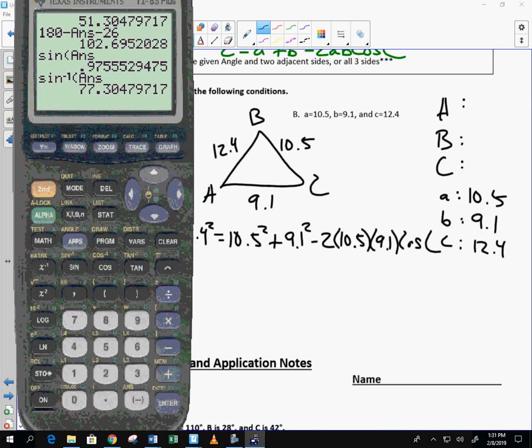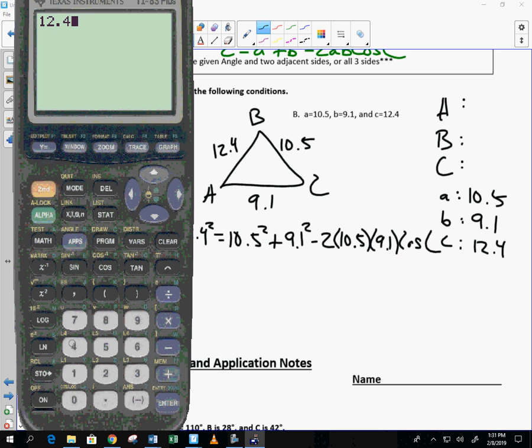We got our 12.4 squared. We did 153.76. No, it's good to get an error. Then we see where our mistake was, right? And then I'm going to do 10.5 squared. Can I add on to that the 9.1 squared? I can. And I get 193.06. Can I multiply these three together? Sure. 2 times 10.5 times 9.1.